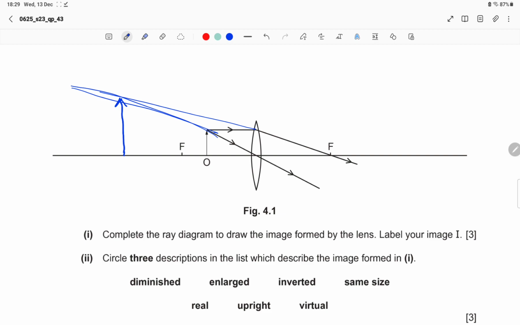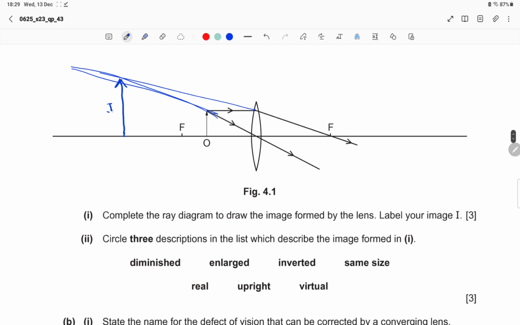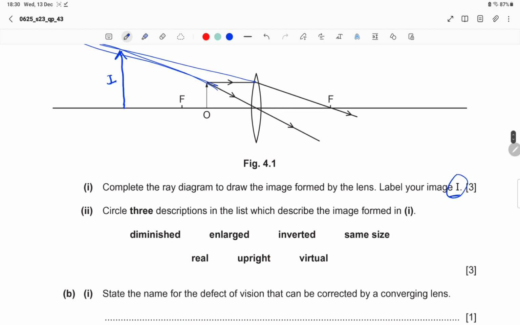So you have to use the image creation rules to make the image behind the object, and you have to complete the ray diagram drawing and locate the image. Yes, you have to label the image by I. So this is how you get this.